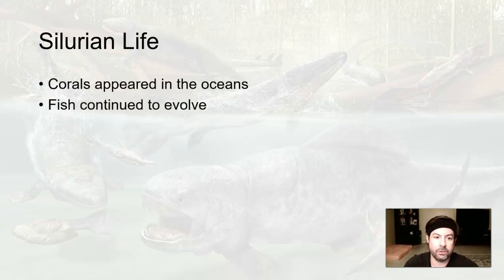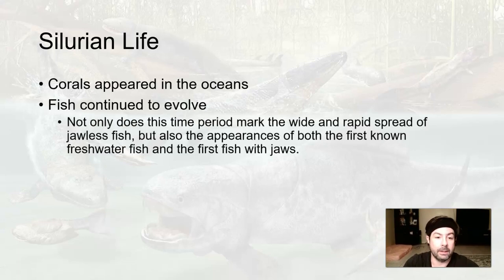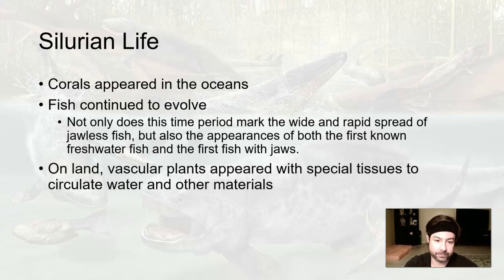Corals first appeared in the ocean during the Silurian. Fish continued to evolve. We get the wide and rapid spread of jawless fish. We've got some pictures here, but also the appearance of both the first known freshwater fish, because ocean water is salt water, but we get the freshwater fish and the first fish with actual jaws.